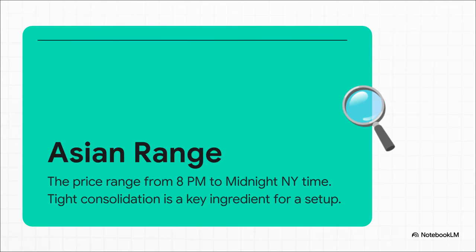And right after that, we get the Asian range, which runs from 8 p.m. to midnight New York time. Now, just like the CBDR, what we really want to see is a narrow, sleepy, consolidated range. See, according to ICT, this tight action is like a coiled spring. It allows liquidity, stop-loss orders and entry orders to build up above and below the market, which basically sets the stage for a really explosive move later on.